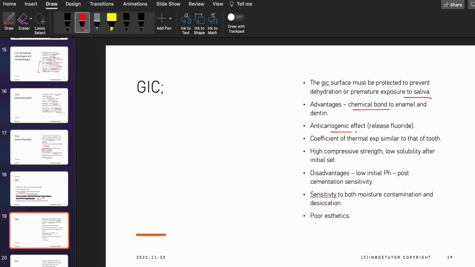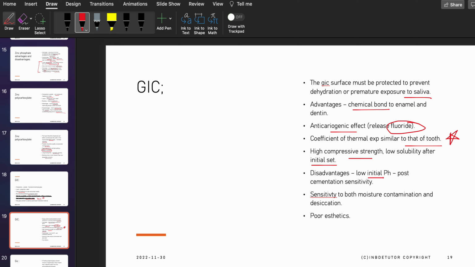Advantages, as we have already mentioned: it chemically bonds to the enamel and the dentine, and it has an anti-cariogenic effect because it releases fluoride. Coefficient of thermal expansion similar to that of the tooth is an important point. Sometimes they love to ask, out of all the options, which one has a coefficient of thermal expansion similar to that of the tooth.